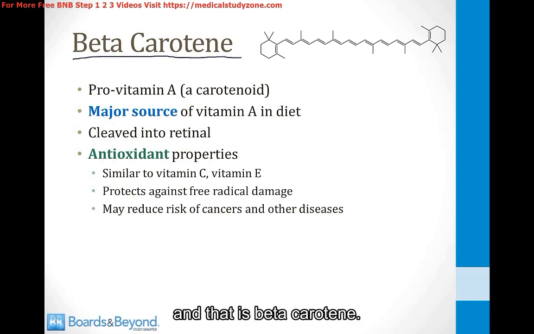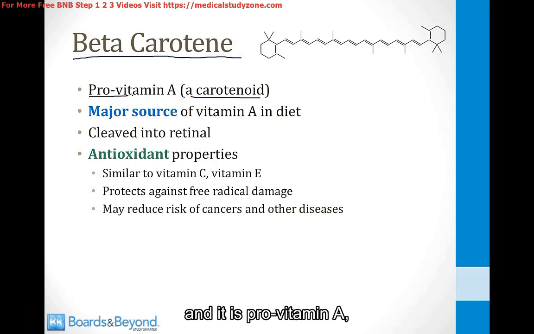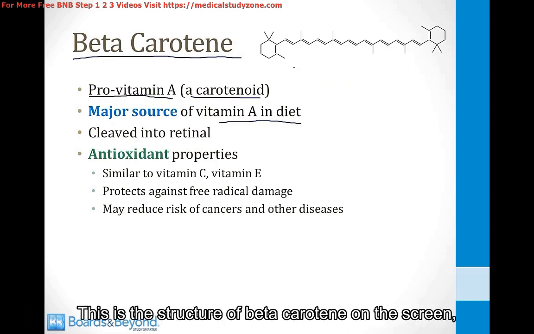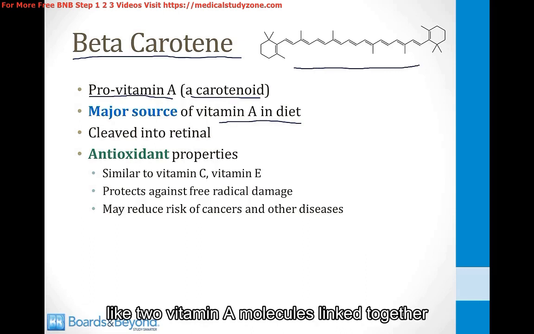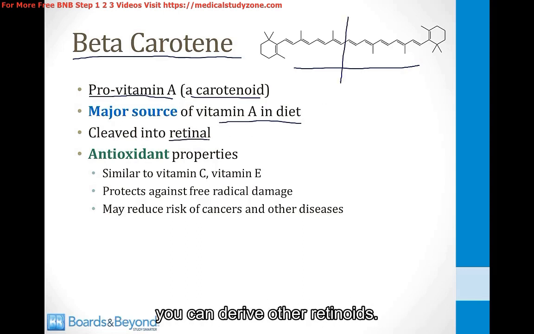Before we talk about the retinoids, I want to talk about a very important dietary source of vitamin A, and that is beta-carotene. Beta-carotene is a structure called a carotenoid, and it is pro-vitamin A. It's the major source of vitamin A in our diet. This is the structure of beta-carotene on the screen, and you can see it almost looks like two vitamin A molecules linked together. And it can be cleaved and used to synthesize retinal, and from retinal you can derive other retinoids.